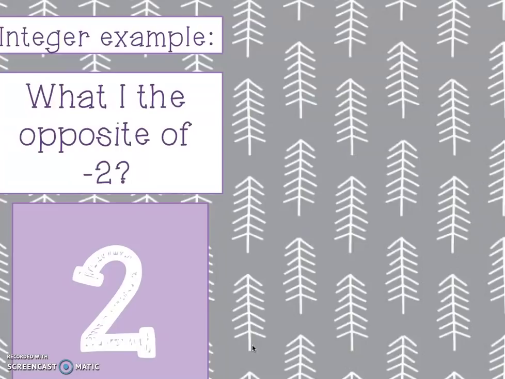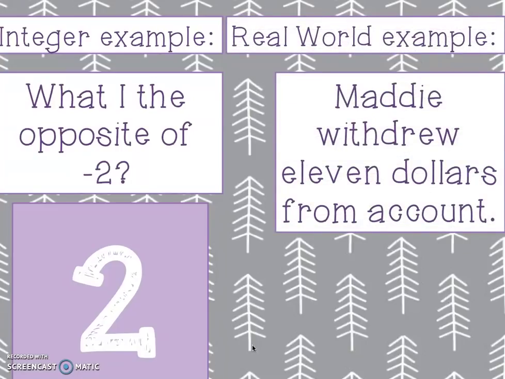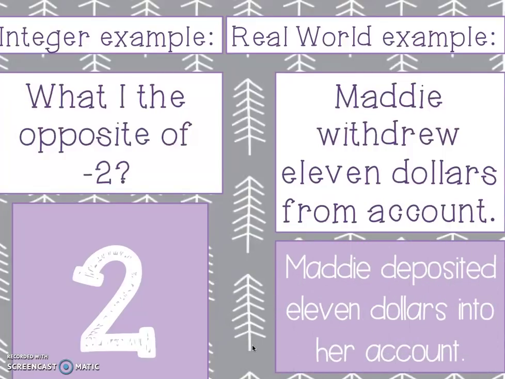Okay. The second one across the way there is a real world integer opposite, and it says Maddie withdrew $11 from her account. We want the opposite of that in terms of a real world situation, and the opposite of that is that she deposited $11 into her account.